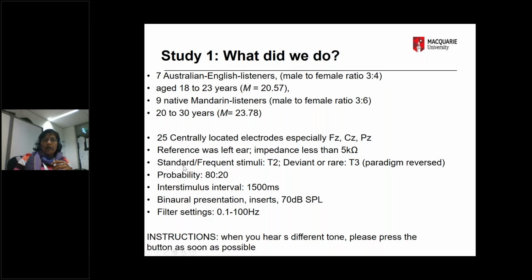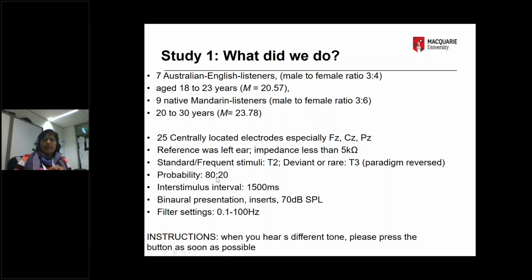Standard and frequent. Now, standard or frequent stimuli are the ones that are presented more often. So remember I showed the da, da, da. We present 90% of your stimuli as da, and then you had periodic gas. So in this case, we had T2 and T3. Now what we did was the first time around, we made T2 the standard, so T2, T2, T2, and then periodically we interleaved with T3. But then we also did the other way around. We reversed the paradigm, or flipped the paradigm, such that T3 became the standard and T2 became the deviant, or the rare one that occurred for lower probability.